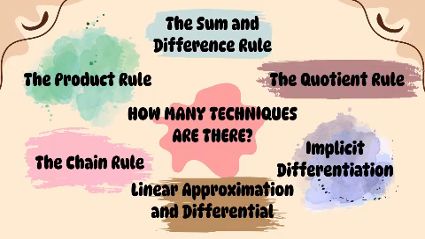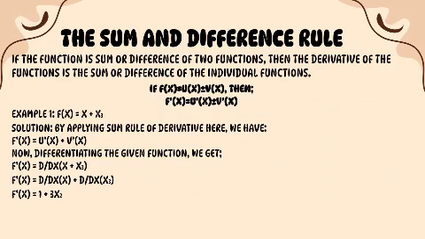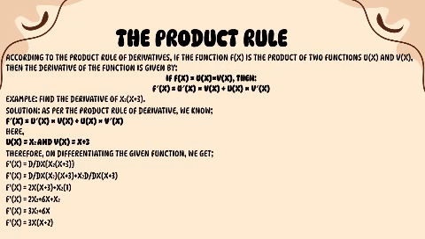What is the sum and difference rule? Basically, if you have two functions that are either added or subtracted, you derive both the functions and then you add or subtract the results of both the derived functions. For example, you have x + x to the power 3, which will become 1 + 3x to the power of 2 once derived.